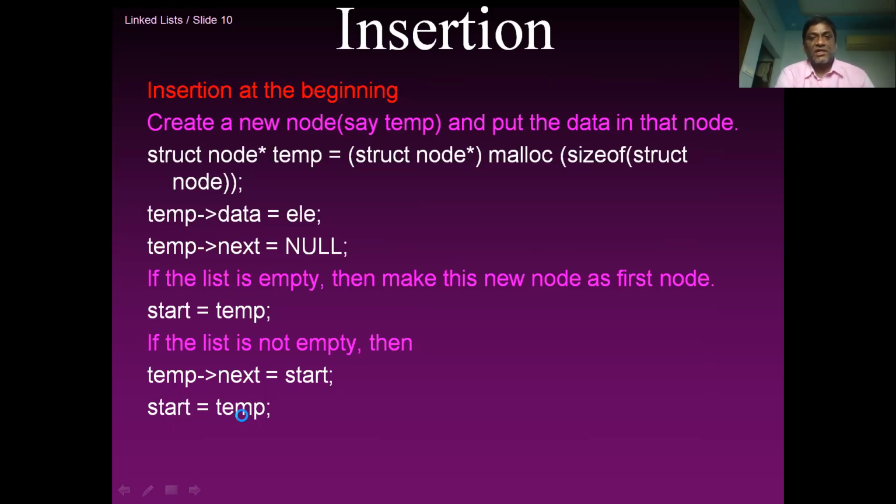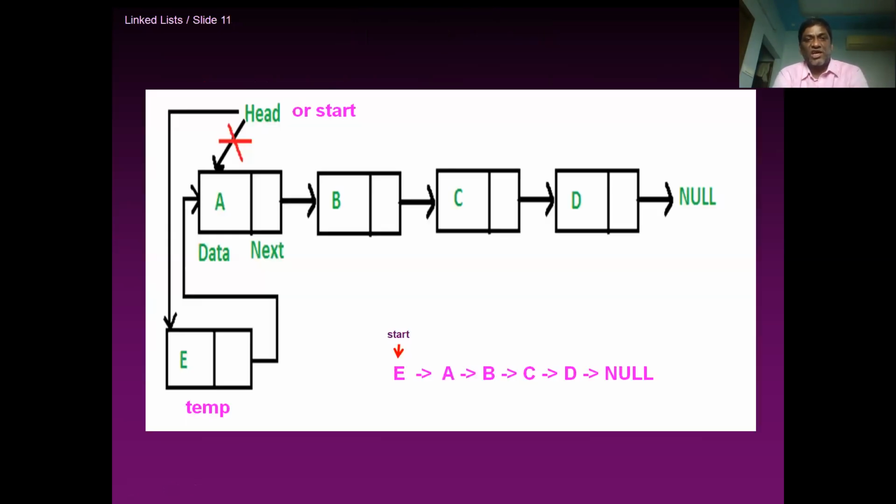So let us understand this with the help of an example here. Let us say there are already some elements in the list. A, B, C, D are the elements in the list, and this is the start pointer. Some people call it the head pointer also. This is the start pointer. The start pointer always points to the first node of the list. Now I want to insert the new element E. So I create this as temp, and I will put this E into this temp.